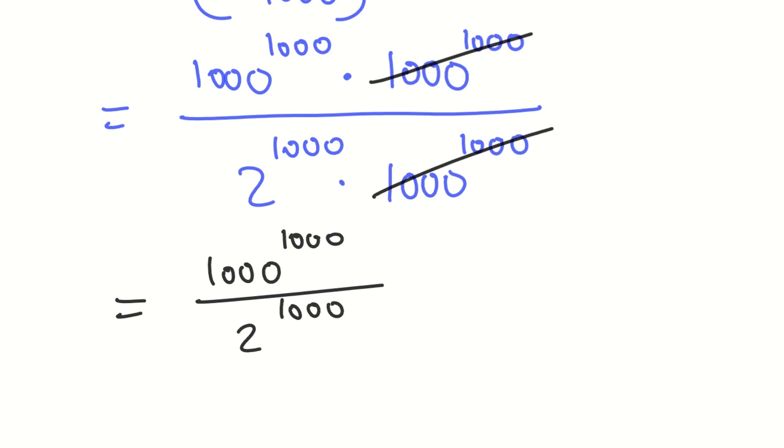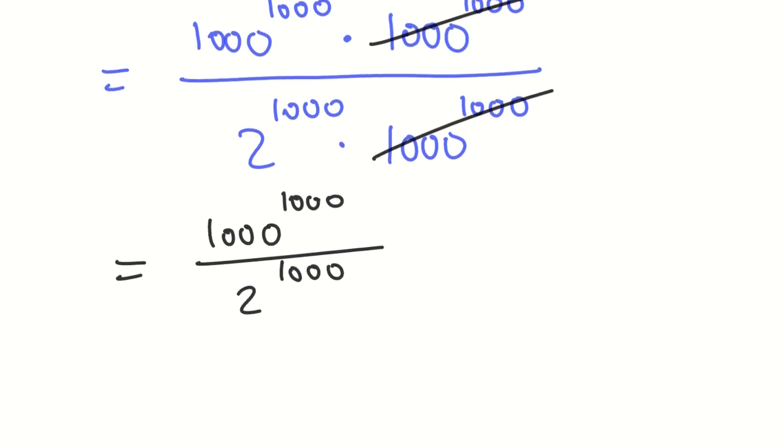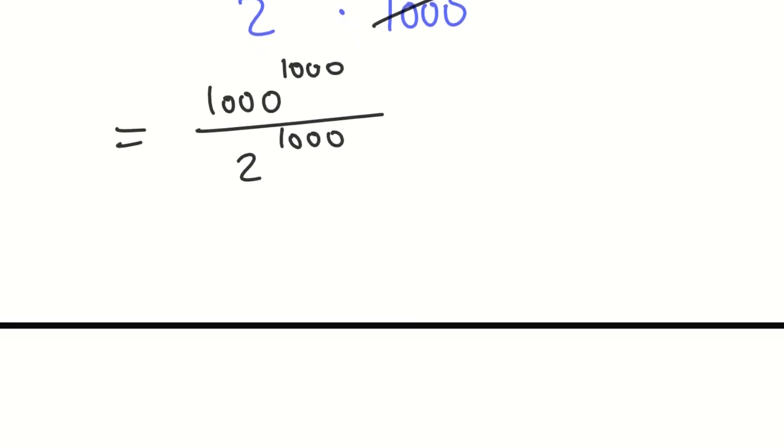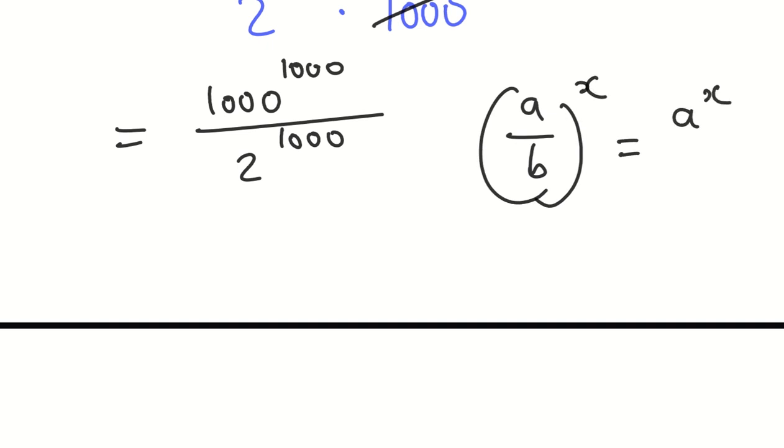But hold on, are we done here? Well, we can still simplify this further. I talked about the power of a product rule the other time. There's something I also need to say, which is the power of a quotient rule. Let me show you something. If you have a over b all raised to the power of x, do you know that this is also a raised to the power x over b raised to the power x? See what I've just done?